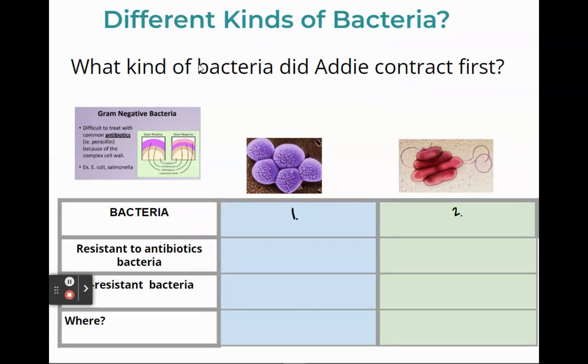All right, so kind of just bringing this back to those bacteria again. The two bacteria that Addie was infected with: the first bacterium that she got infected with was the MRSA, methicillin-resistant staphylococcus, and then the second bacteria was known as Stenotrophomonas. We know that the staph that she got was resistant to some antibiotics, but not all antibiotics.